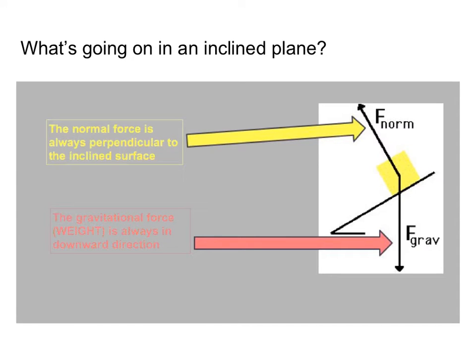What's going on in an inclined plane? The 2 forces that are always acting upon an object are, first, the force of gravity. This is always in the downward direction. Force normal is always perpendicular to the inclined surface. So if it's on an angle, our normal force is also on an angle.